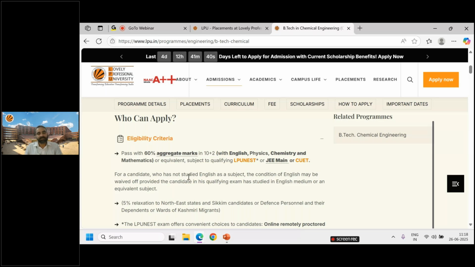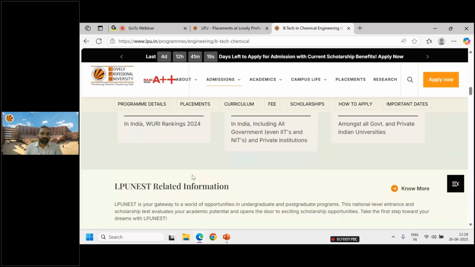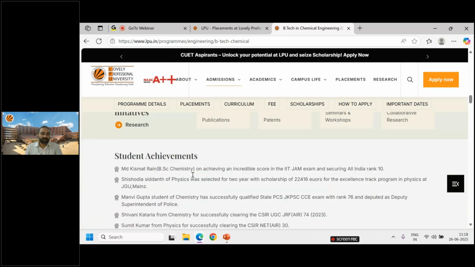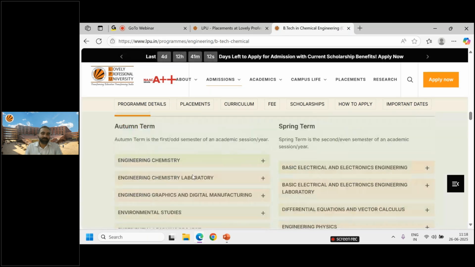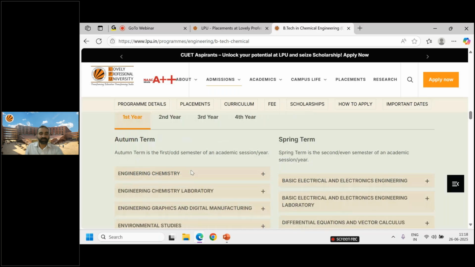And then there is a test. Either you qualify our LPU NEST, or you qualify JEE Mains, or you qualify CUET. If you qualify any of these tests and satisfy the academic eligibility, then you are eligible. Further, you can see the fee and scholarship details from this page. In the curriculum details, you can see which subjects you are going to study in the first year, second year, third year, and final year.